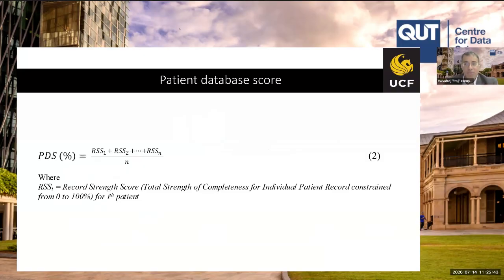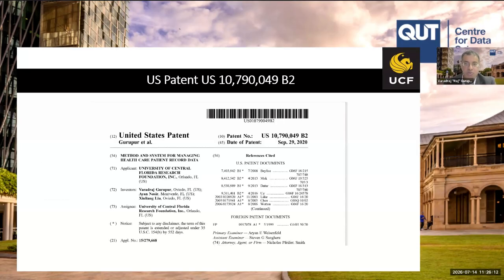Now we come up with a higher level of score called the PDS, patient database score, where we do the summation of all the record strength scores for that particular patient divided by the number of records that exist for that patient. It could be that a particular patient has communication issues, which is why this PDS percentage is low. It could be that the patient is well informed and good at communication, so the PDS could be high. So per patient, take a look at the completeness score for that patient.